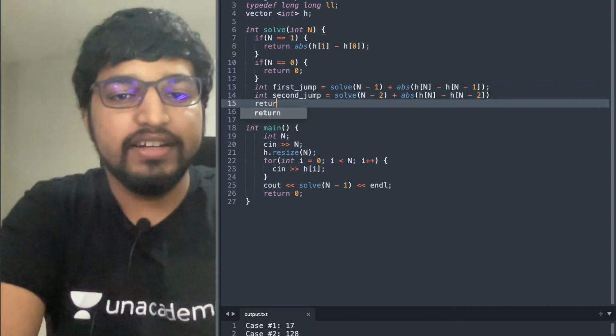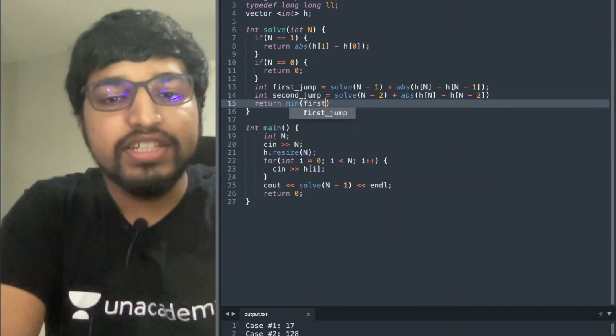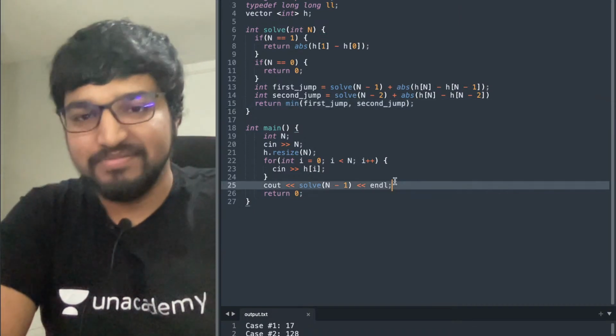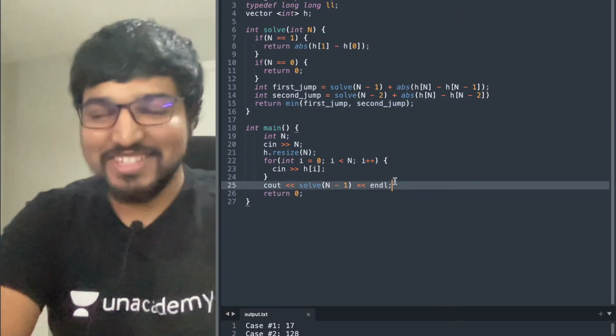Simple. Return min of first jump, second jump. That's it. That's our answer. That is simply our answer.